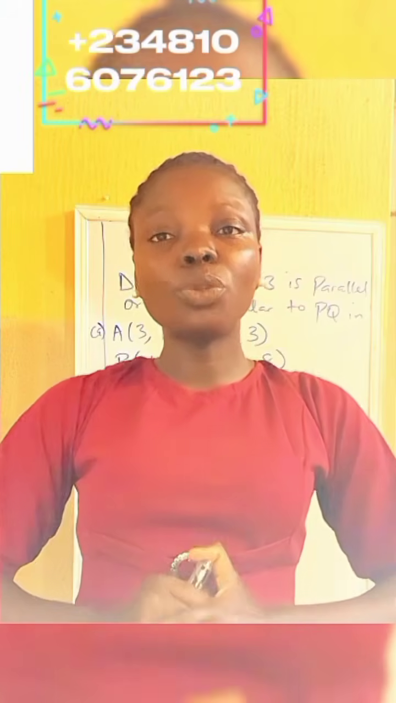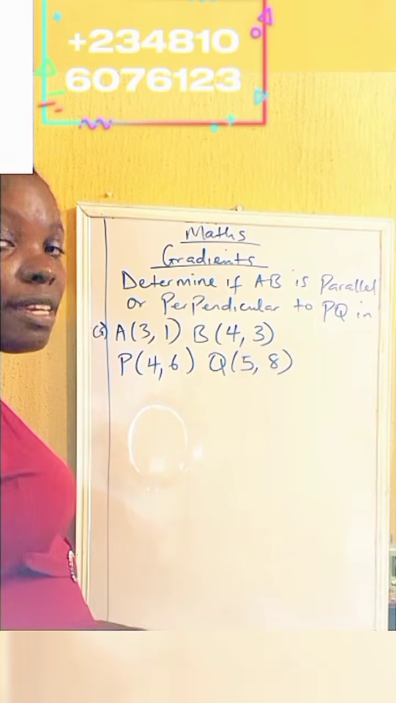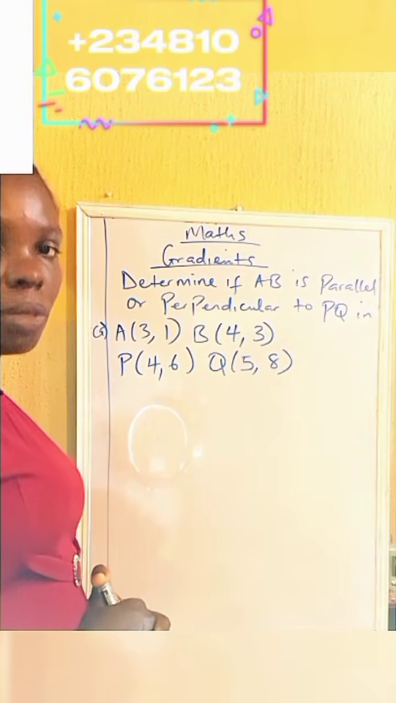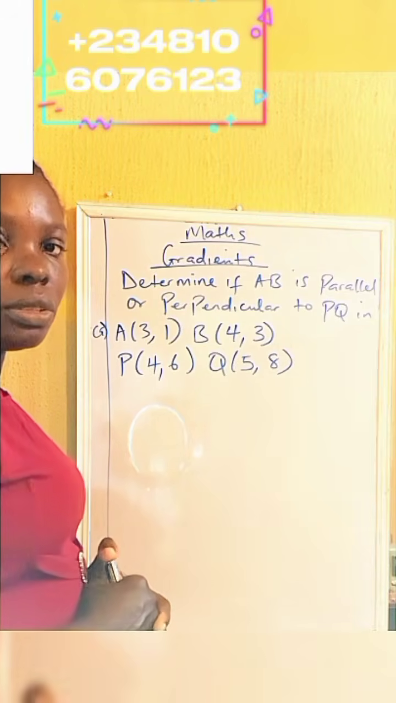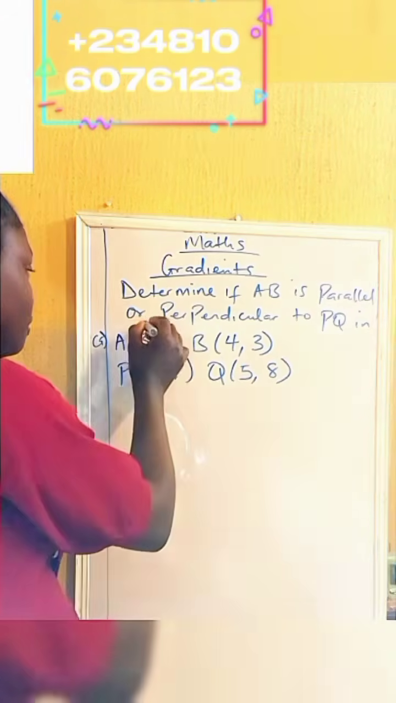So on the board, we are going to look at how to determine if a line is parallel or perpendicular to each other. For example, determine if AB is parallel or perpendicular to PQ. The lines are written on the board. So first things first, we are going to label the points.